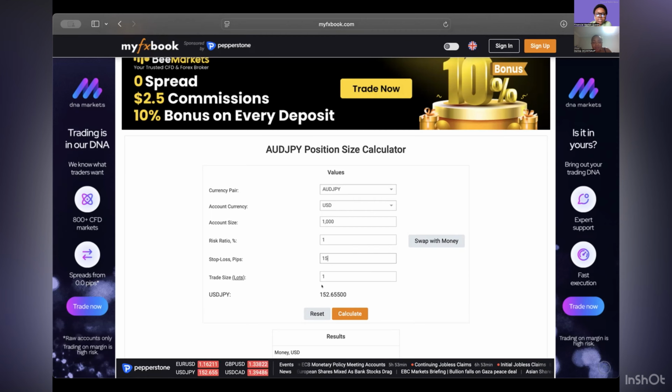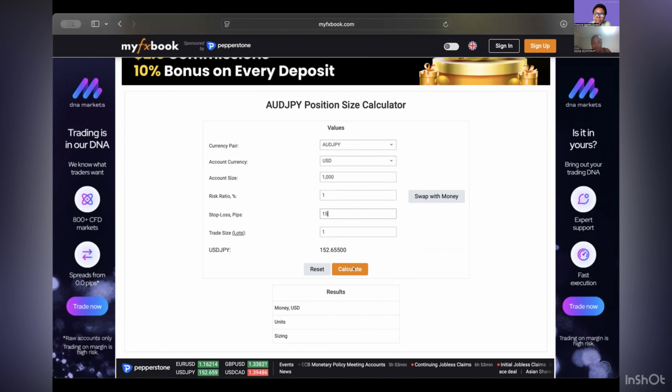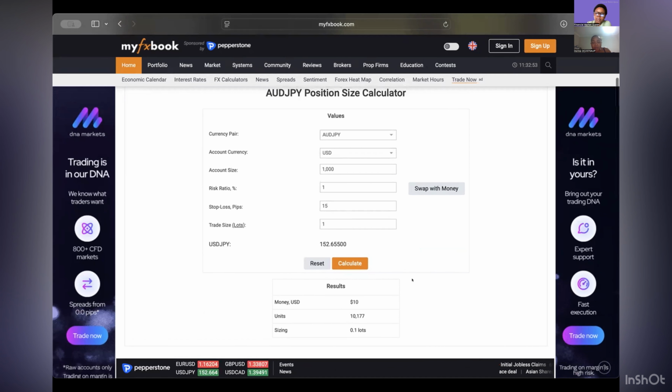Now, the next one says trade size. Don't type anything, leave it the way it is. It's one there. Leave it. Now, come down and click calculate. Now, they gave me the result. The sizing is 0.1 lot.